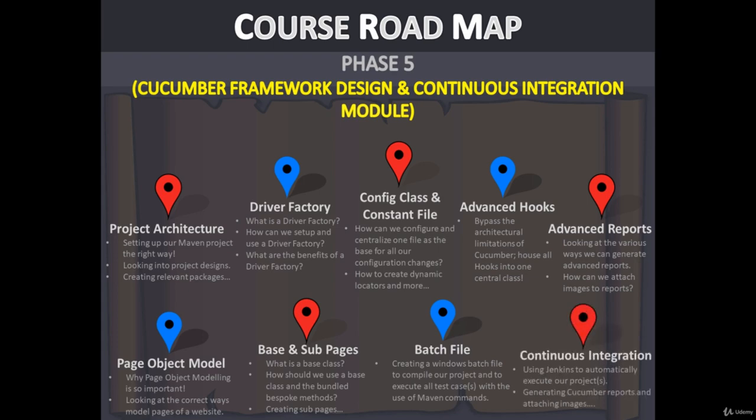And finally, we're going to look at continuous integration, how we can set up Jenkins and enable Jenkins to automatically execute our project over given times. Let's say we want to execute our project every 10 minutes. We're going to make Jenkins do the hard work for us. And we're also going to add add-ons to Jenkins, which will enable us to create and generate advanced reports, which look very visually appealing. And at the same time, attach exception images and feed those images to the reports which are generated within Jenkins.